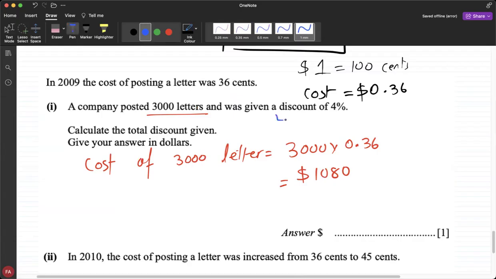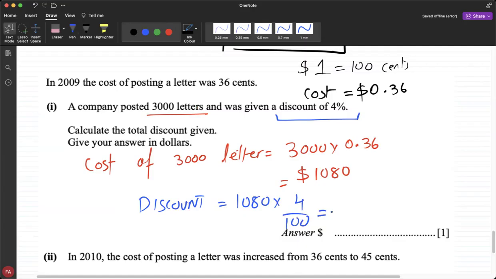And this company was given a discount of 4%. So can I say if you're figuring out the discount, that's going to be 1,080 times 4 over 100. What does that give you? $43.2. That means that's the discount amount that this company was given. The question says calculate the total discount given. Now you need to realize they're not asking you how much does the company pay. They're asking you what was the amount of that discount, which is exactly what we calculated.